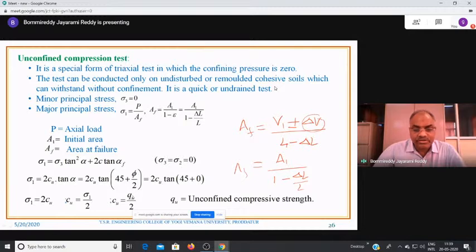Qu means unconfined compressive strength, unconfined compressive strength during undrained condition. Similarly, from this you will get Cu, undrained cohesion. So in this particular example, testing of unconfined compression test, if the unconfined compressive strength Qu is known, you can find out the undrained cohesion Cu equal to Qu by 2. So this is how this particular experiment is very simple when compared to the triaxial test.